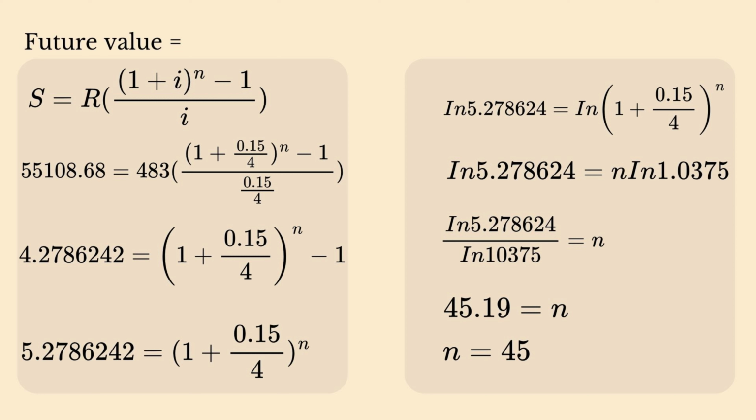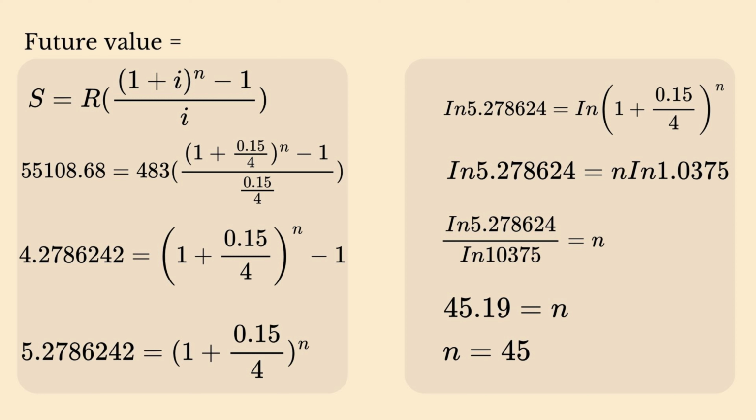Our R is 483 ringgit, in bracket 1 plus 0.15 over 4 to the power of N minus 1, over 0.15 over 4. So first, we are going to divide 55,108 ringgit 68 cent by 483 ringgit. Then we are going to times it with 0.15 over 4. So we are going to get 4.278642 equals to 1 plus 0.15 over 4 to the power of N minus 1. So we are going to bring the minus 1 to the front. It will be plus 1, so 5.278642 is equal to 1 plus 0.15 over 4 to the power of N.